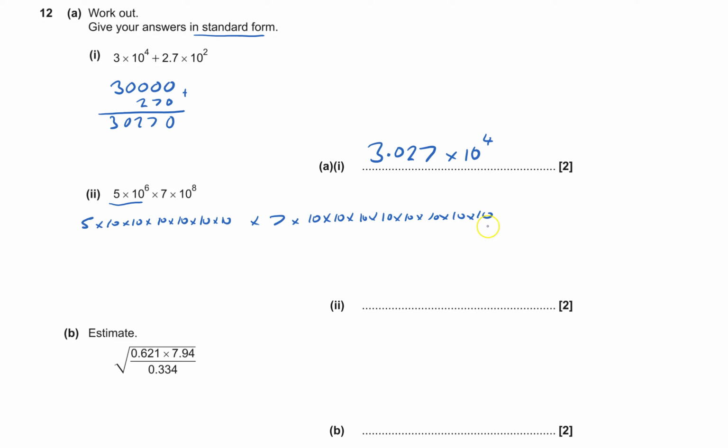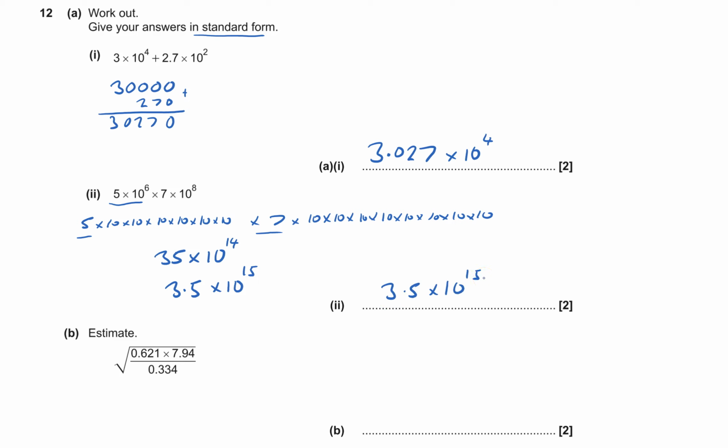When we multiply numbers together, it doesn't matter which order we do them in. So I would do the 5 times the 7 first. That gives me 35. And then it's times 10. How many times? Well, I've got 6 here and another 8 here, so that's 14 altogether. Unfortunately, that's not in standard form because it has to be a number between 1 and 10. So it's got to be 3.5 times 10 to the power of, well, if it's 3.5, I'd have to times it by 10 once to get to 35, and then I'd have to times it by another 14 tens. So the answer is 3.5 times 10 to the power of 15.